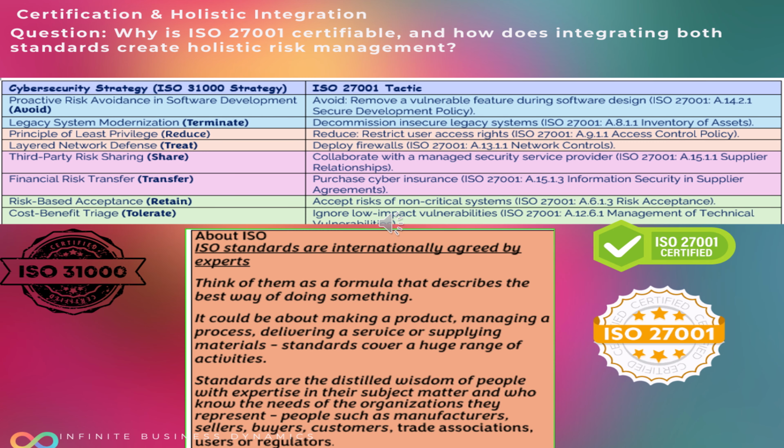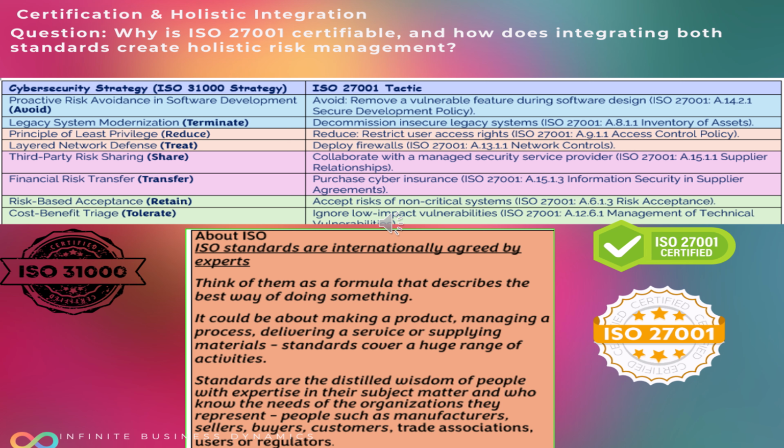Why is ISO 27001 certifiable but not ISO 31000? Because ISO 27001's framework provides measurable controls, firewalls, access policies, incident management that auditors can validate. ISO 31000, however, offers flexible guidance, not prescriptive rules. But their integration is where the magic happens.